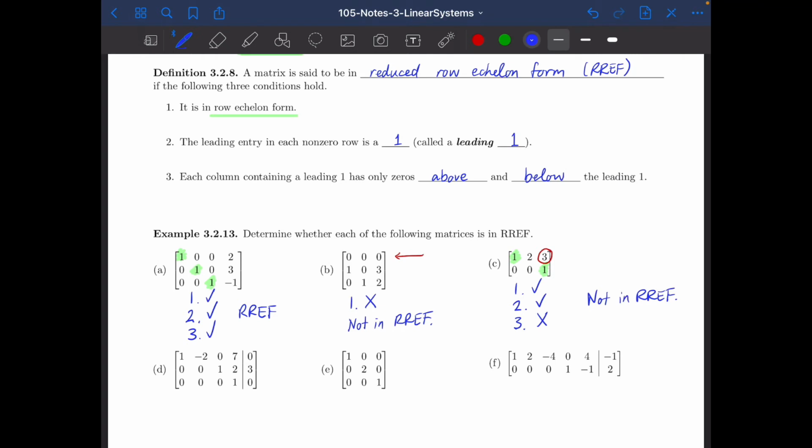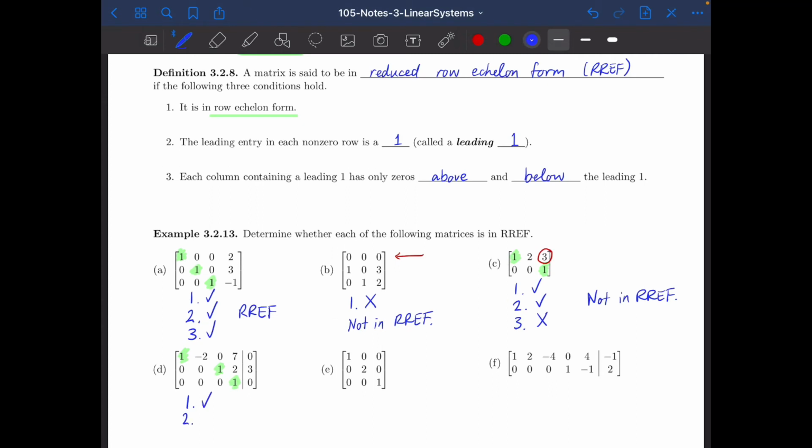Moving on to part D. Again, we start by checking the first condition. Is this matrix in row echelon form? There's no row consisting entirely of zeros, so we move on to checking the leading entries. Here are the leading entries of this augmented matrix. And we do have that the leading entry on each row is to the right of the leading entry on the row above it, and so the first condition is satisfied.